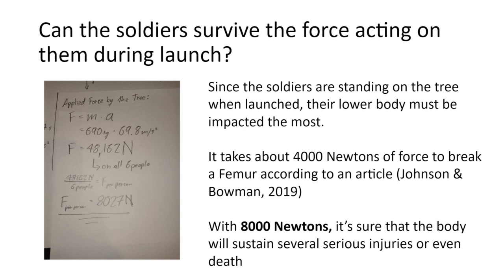According to Newton's first law of motion, an object will stay at rest unless acted upon by an unbalanced force. So, looking at the picture, or as you remember from the scene, the soldiers are slightly squatted. When the tree is unanchored, the body will stay at rest, and the tree will only move the lower body. This immediate acceleration is way too fast for the soldiers to react, which causes the lower body to hit the tree. It takes about 4,000 newtons of force to break a femur, according to an article. And since the human body has two femurs, it'll take about 8,000 newtons to paralyze both legs. So according to the calculation, 8,000 newtons of force will be applied, which will definitely immobilize the soldiers, as well as sustaining several serious injuries or even death.